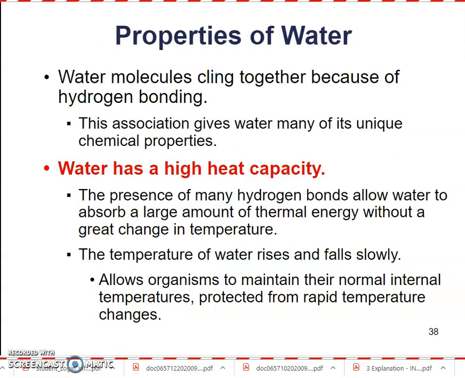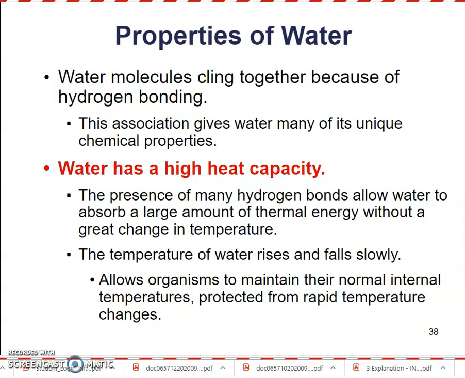Properties of water. Water molecules cling together because of hydrogen bonding. This association gives water many of its unique chemical properties. It's also why water has a high heat capacity. The presence of many hydrogen bonds allows water to absorb a large amount of thermal energy without a great change in temperature. Those hydrogen bonds take that energy in. So the temperature of water rises and falls very slowly.